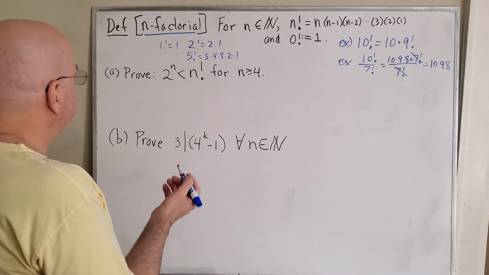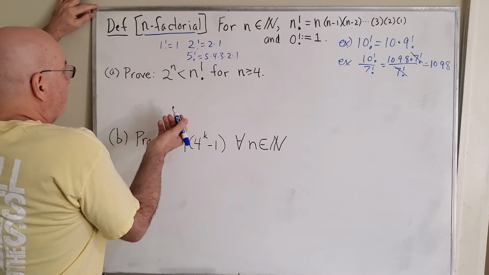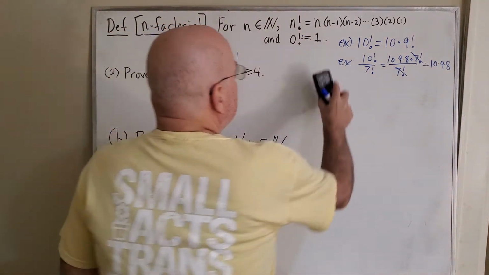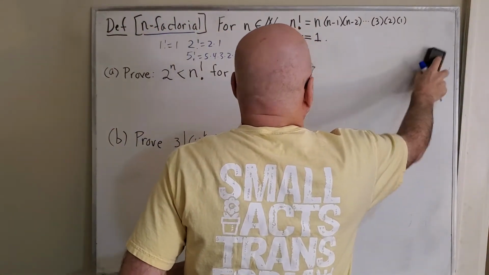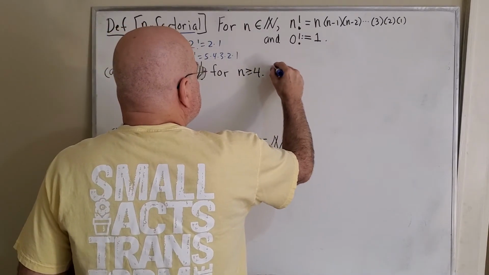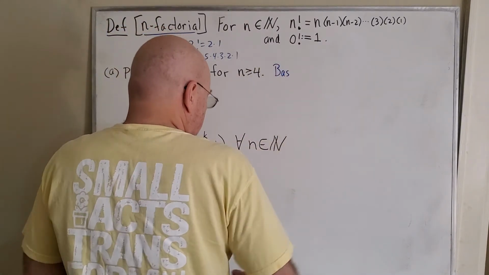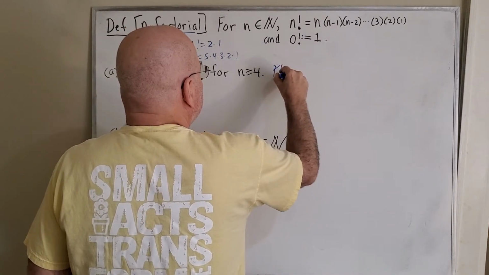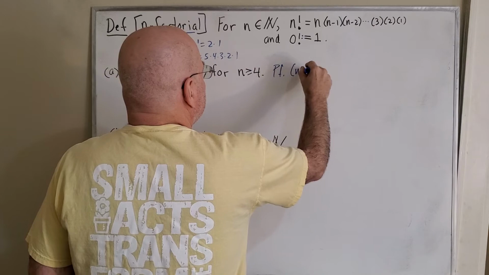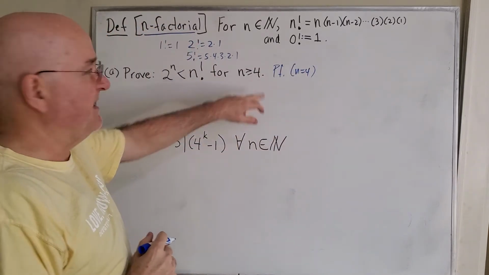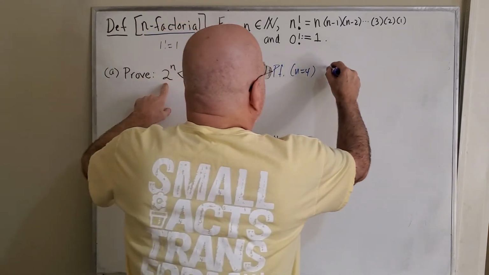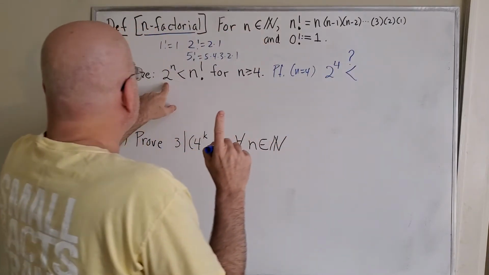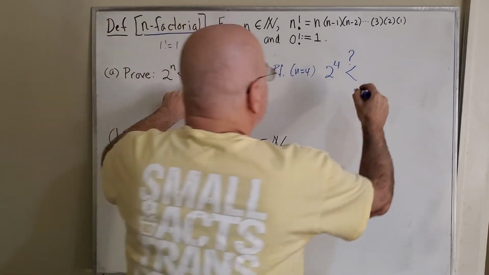All right, so what we will do is, let's do the base case. I'm going to erase this. I'm going to do the base case over here just so I don't run out of room. I don't need to write base case. I'm just going to write n equal 4. Proof. N equals 4 is going to be the base case. All right, 2 to the 4 less than, I'm going to put a question mark above it because I'm not sure yet, 4 factorial.